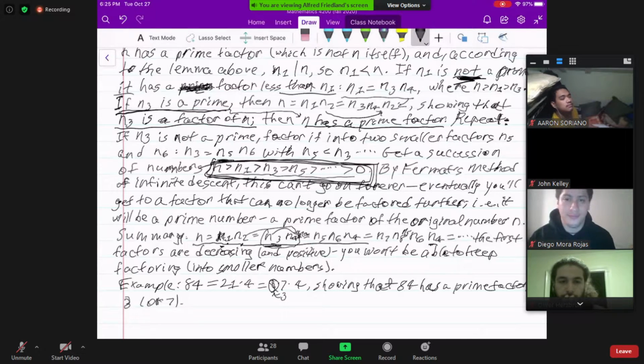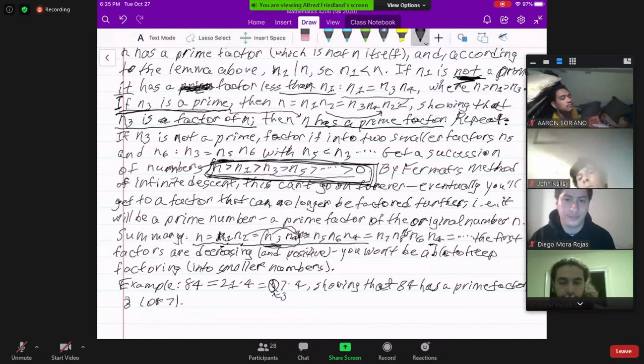So ultimately, you have to reach a point at which you get one of these, I'll say first factors. Again, it doesn't matter which factor you use. I'll just say one of the first factors is no longer factorable, because if it were, it would factor into smaller numbers, and that cannot go on forever. So there has to be a certain point at which it comes to a stop. You can't factor it any further. At that point, you have a prime factor.